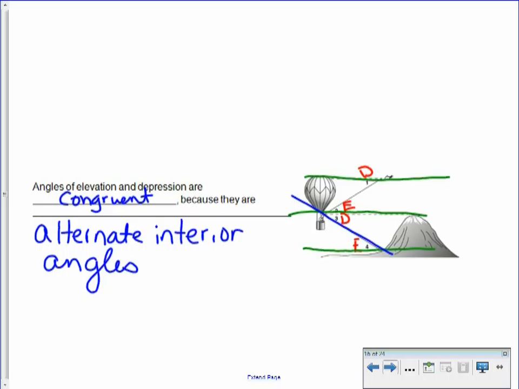All right, so take a look at the problems we have there at the bottom. See if you can identify whether you have angles of elevation or angles of depression in the pictures. Oh, so you just label it? Yep, you can just label it, like we did those ones there.